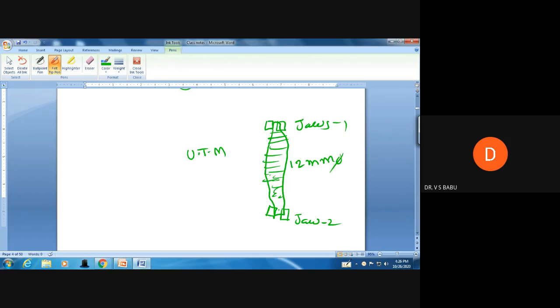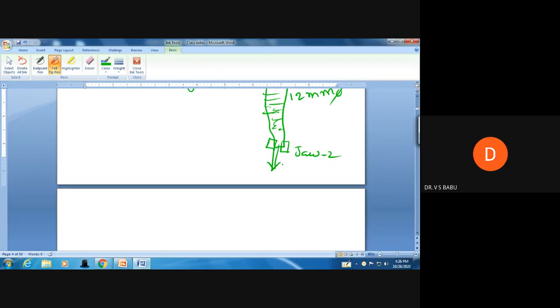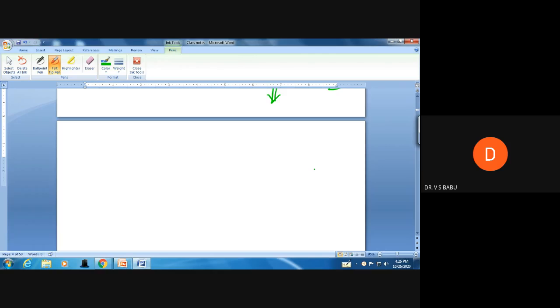Now you start the UTM machine. What will the UTM machine do? It will pull this iron rod from the top and it will pull the iron rod to the bottom. After some time, what happens? This iron rod breaks into two pieces, in a cup and cone shape. That means in the case of the iron rod, the steel rod, you are applying the axial force.